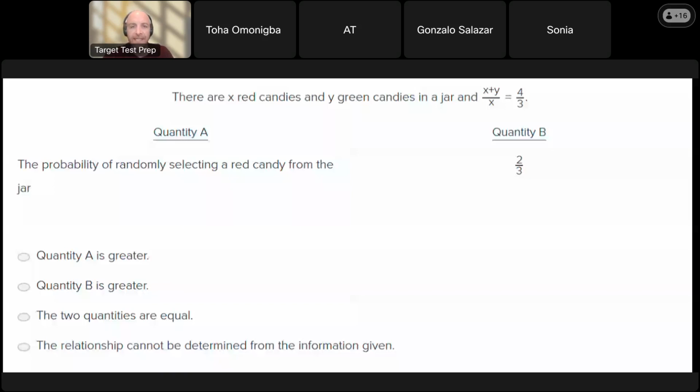Well, if I look at x plus y over x equals 4 over 3, now it's x red candies and y green candies. So my question is, what did you guys do with that equation? Did you guys kind of attack it at the outset? And if so, what did you do?